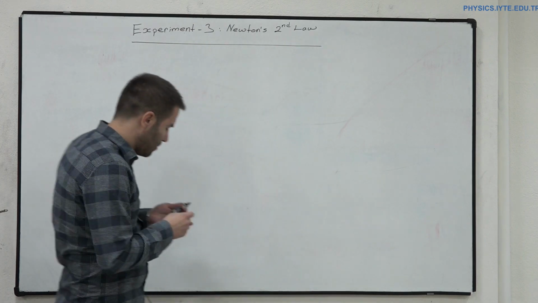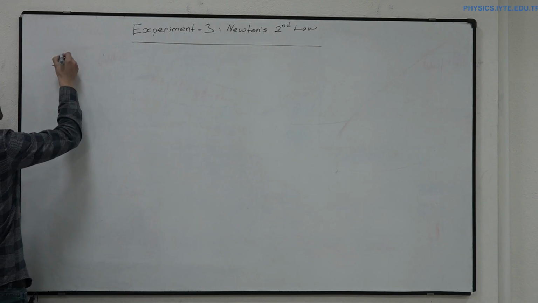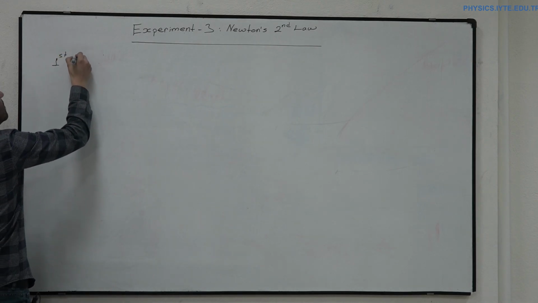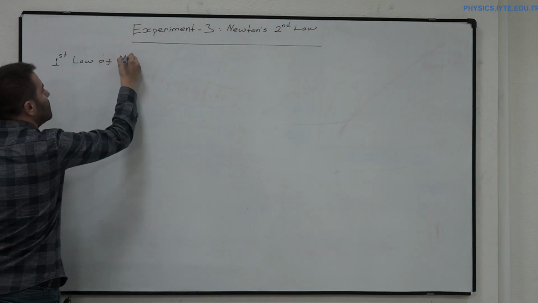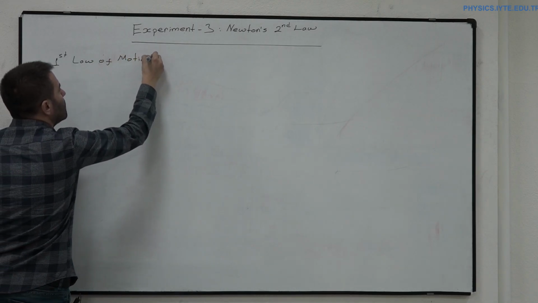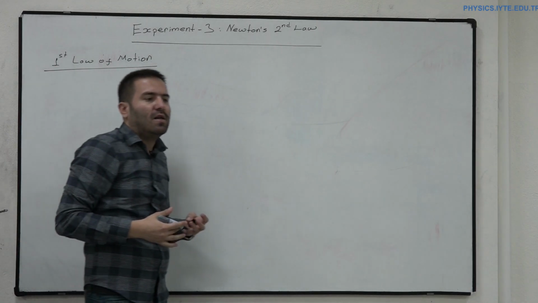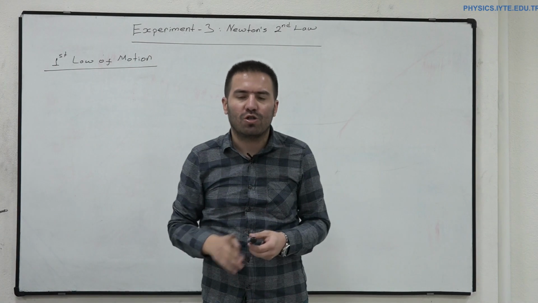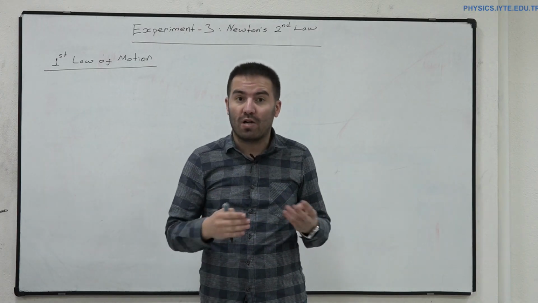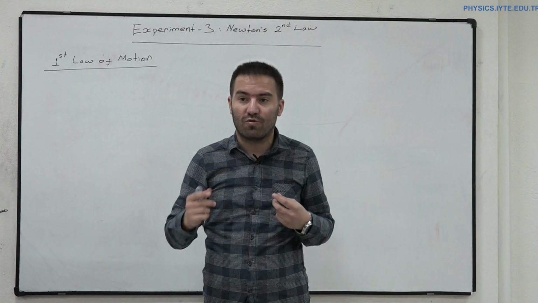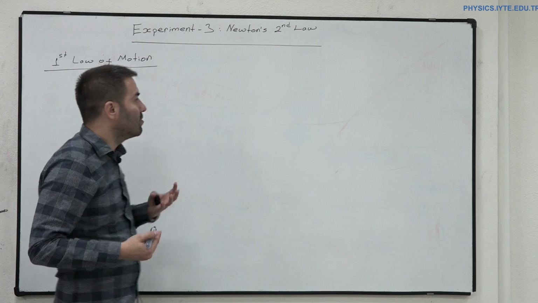The first law of motion is mostly called the law of inertia. It says that basically an object in constant motion will stay in that motion, and an object at rest will stay at rest unless acted upon by a force.